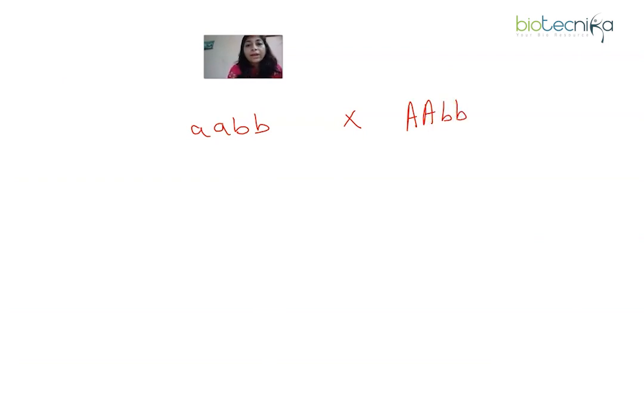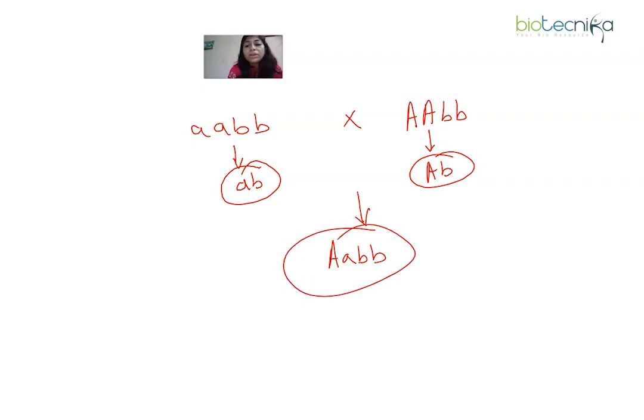Okay. Now again here, what do we see? This individual will produce only one type of gamete. So their cross will have only one type of individual. Only one type of progeny, not 2 types. Right? So this one will have only one band. There is no other progeny formed.